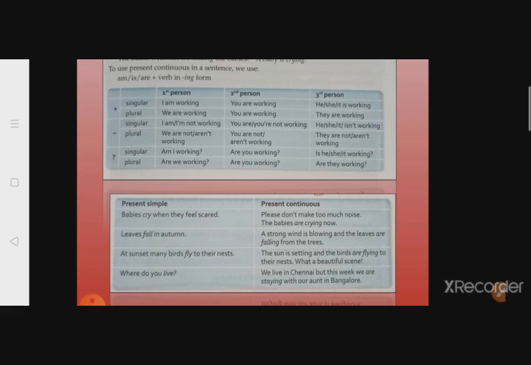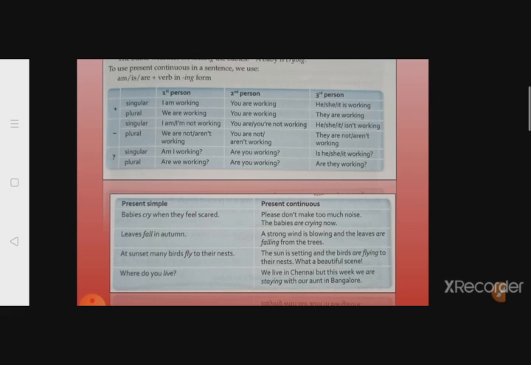Now third sentence for present tense. At sunset many birds fly to their nest. This is something which happens on regular basis, that at sunset the birds fly. So we have used the base form of the verb fly.